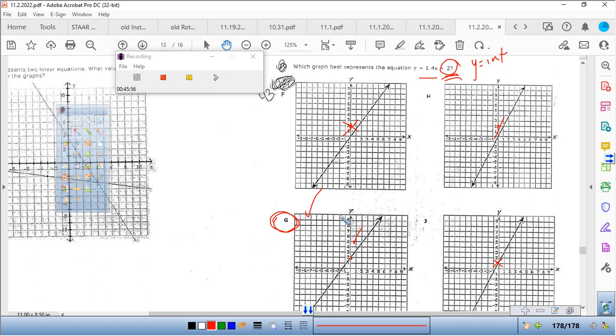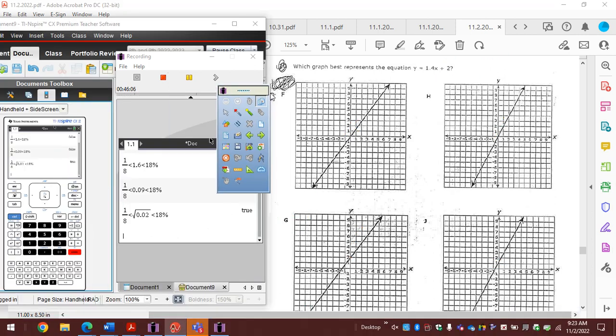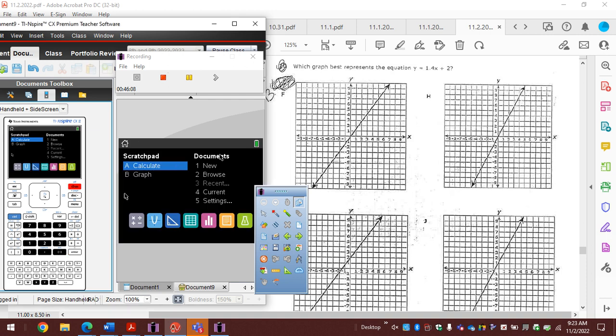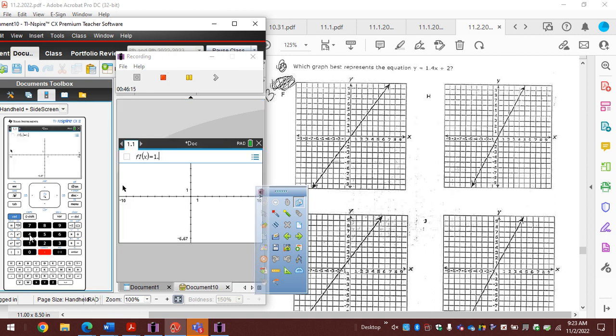So there it is. What do you do if you can't read the graph? Then go to the calculator. Ready? Get the calculator and go to graphing. We've done the graphing before, guys. Turn it on. New. Graph. And put that in there. 1.4x. Remember, that's your y equals already. Plus 2. And there it is.